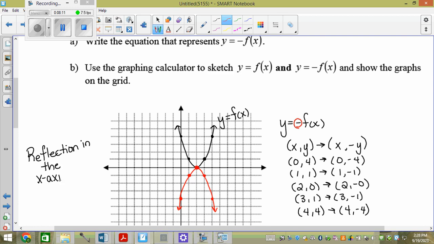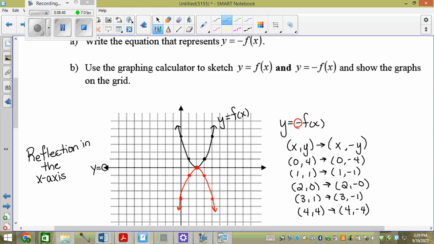What's another word for x-axis? Does anyone remember? The line? Yeah, but the line what? What line is represented by the x-axis? Something equals 0. What's the only thing that equals 0 on that axis? Axis of symmetry cuts the graph in half. Yes. So our actual x-axis is the line y equals 0.